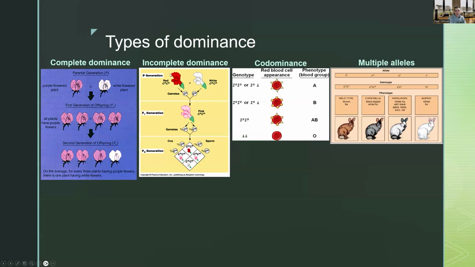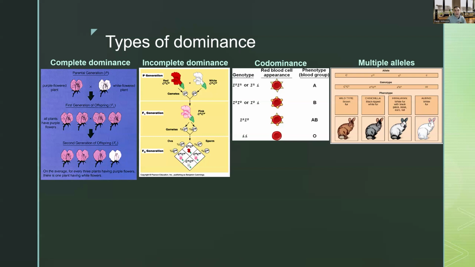But in the F1 generation, we don't see one of the alleles dominating over the other. Instead, both of these have combined into what we would refer to as an intermediate phenotype. Notice that pink is halfway between red and white. But again, when we cross the F1 to get the F2 generation, we now recapitulate all of the different genotypes. We have our homozygous red, our homozygous white, and then the heterozygotes stay pink. So that's one of the ways we can distinguish between complete dominance and incomplete dominance.